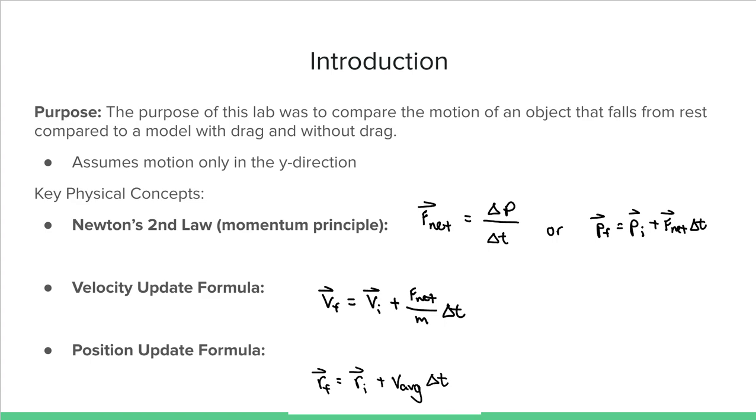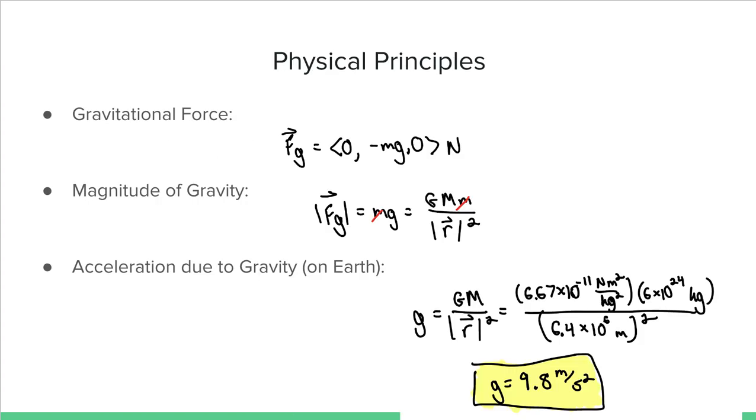It was based on the physical concepts of Newton's second law, which is also known as the momentum principle, which means that F net equals delta p over delta t. It was also based on the velocity update formula and the position update formula. This was also based on the gravitational force, which is negative mg in the y direction, the magnitude of gravity, which equals GMm over r squared, and the acceleration due to gravity on Earth, which equaled a constant of 9.8 meters per second squared.